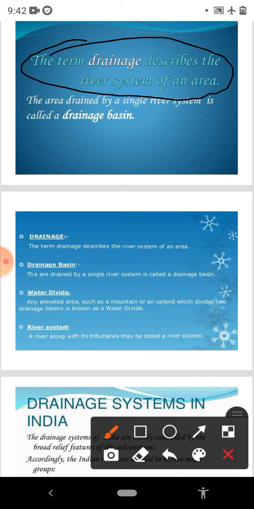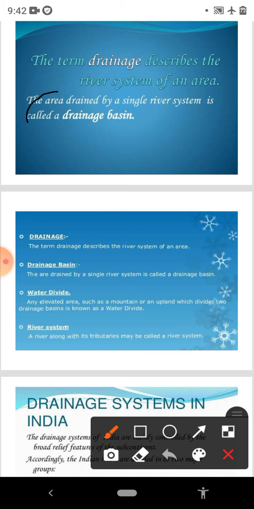Another term is drainage basin. With regard to the drainage basin, it is an area drained by a single river system. So it is known as drainage basin, or if you want you can call it a river basin.